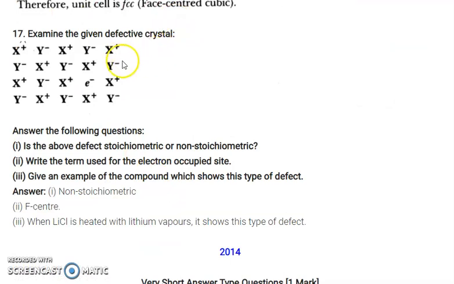Now examine the given defective crystal like this. Answer the following questions: is the above defect stoichiometric or non-stoichiometric? Write the term used for the electron occupied site and give an example of a compound which shows this type of defect. So it is non-stoichiometric, F center, and lithium chloride heated with lithium vapors shows this type of defect.